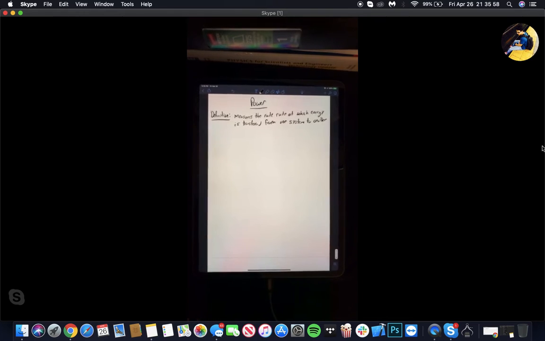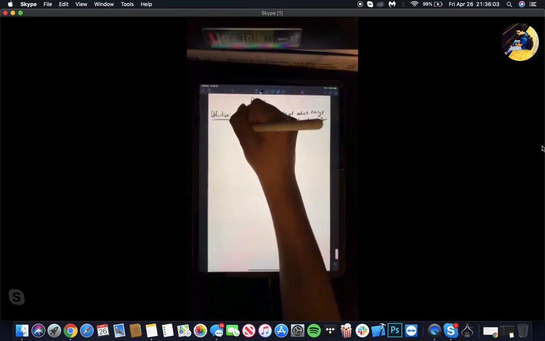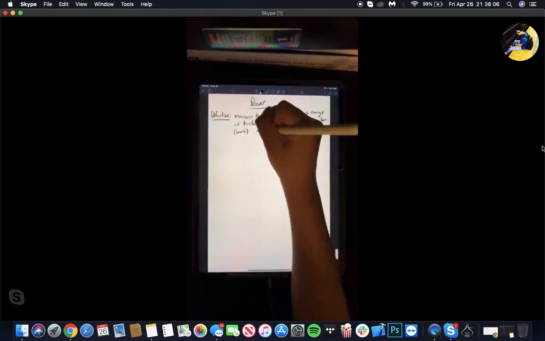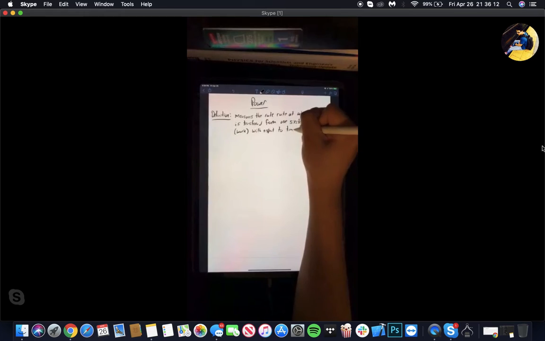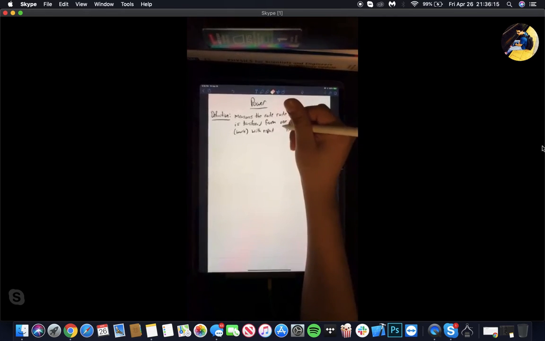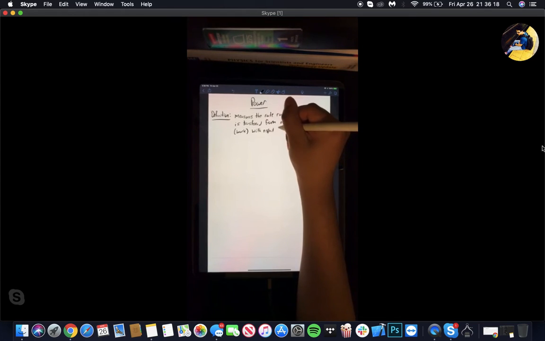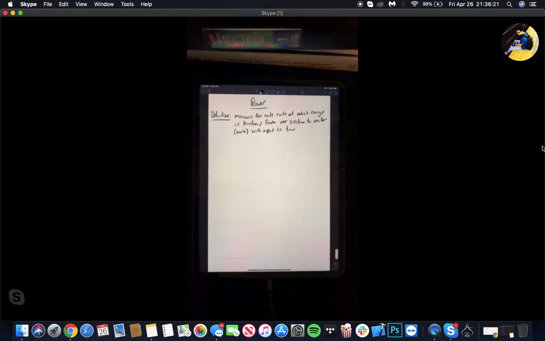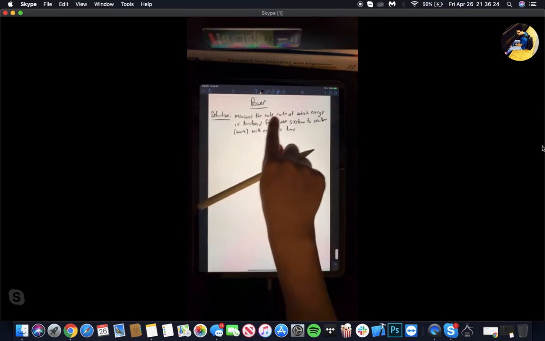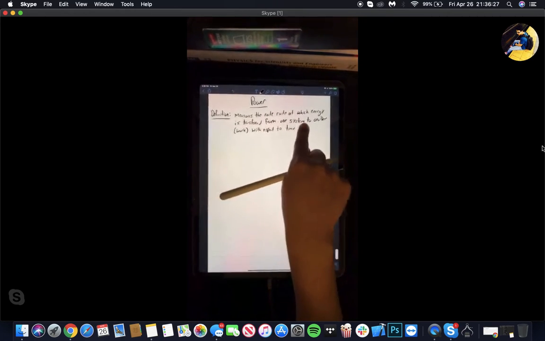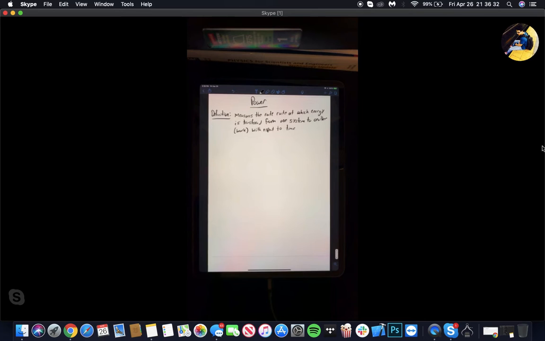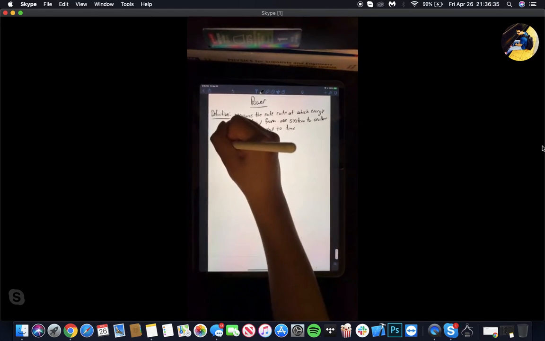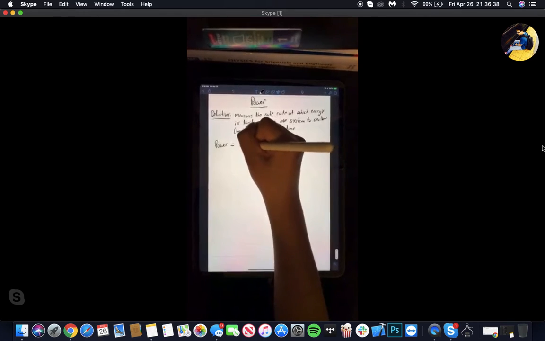So power measures the rate at which energy is transferred from one system to another, which is defined as work with respect to time. With respect to time. So it measures the rate at which energy is transferred from one system to another with respect to time. So we have to respect time. So power just equals P.